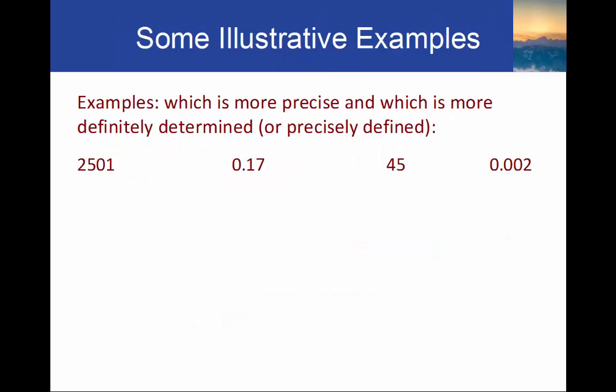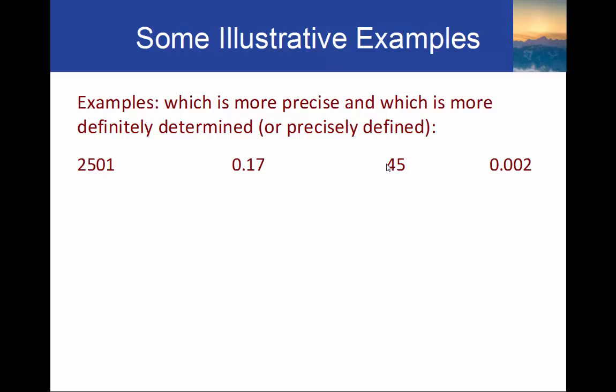So to illustrate this point, I have here four numbers. And the question is, which one of these four numbers is the most and least definitely determined, and which one is the most and least precise? So the numbers are 2,501, 0.17, 45, and 0.002. So which one of these is the most precise? Well, the most precise basically means, in essence, that you need the most precise instrument to make the measurement. And so that basically means which one goes out to the most number of decimal places to the right of the decimal point. And so the most precise of the numbers is 0.002.